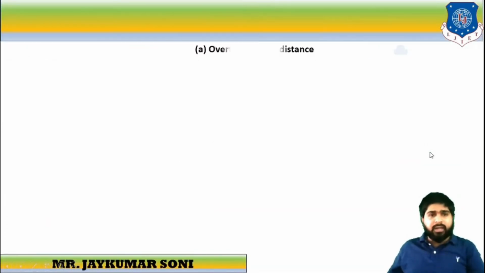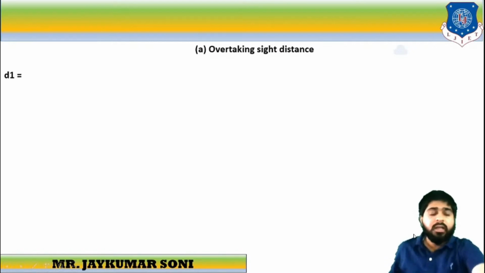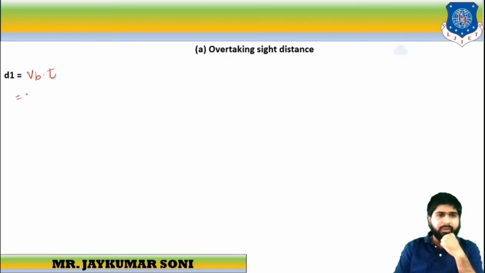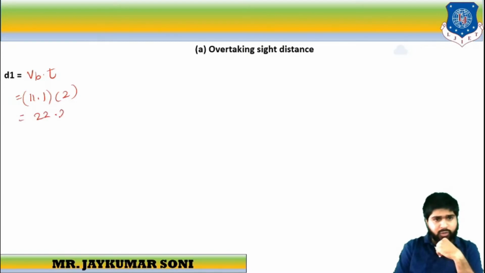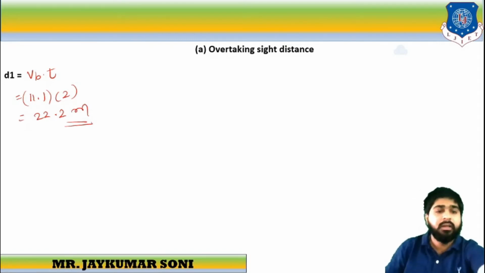Let us calculate. The first thing is the calculation of D1. D1 is small vb into t. We have the value of vb. Vb means the slow moving vehicle, which was 11.1, and t we have taken as 2. So this will be 22.2 meters. This is D1.